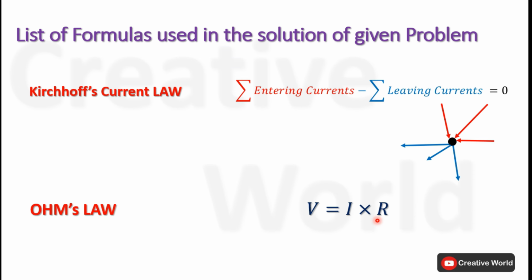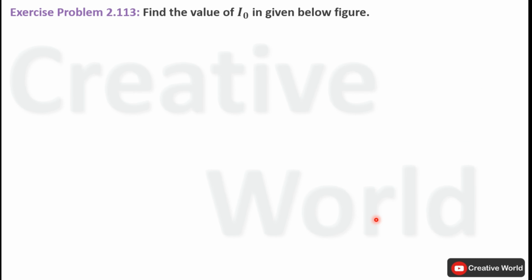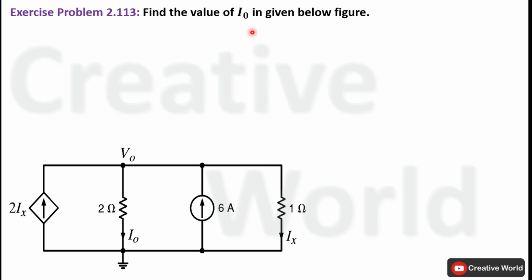According to this law, the voltage across any resistance R is equal to the product of the current through it and the value of the resistance itself. Now move towards the problem. Exercise problem number 2.113. Read the scenario. Find the value of current I0 in the given figure.